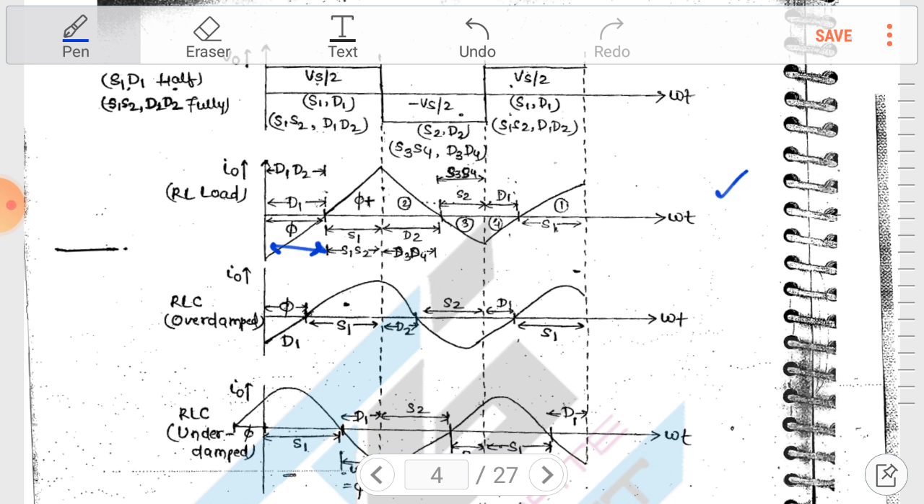And this waveform has been analyzed in four modes, from mode 1 to mode 4. In mode 1, switch S1 is on, in mode 2 D2, mode 3 S2 and mode 4 is D1. These switches are on in the 4 modes and the process is repeated in a complete cycle.